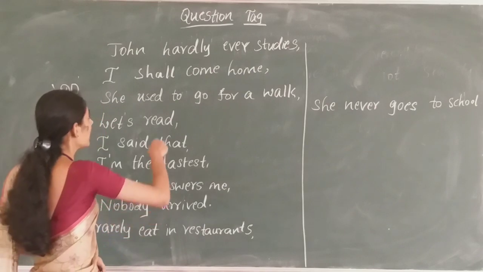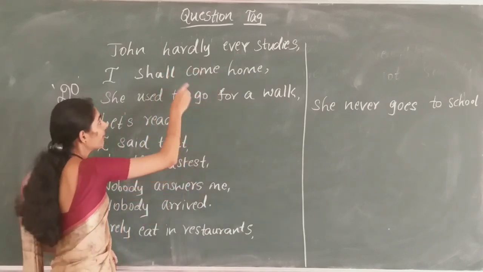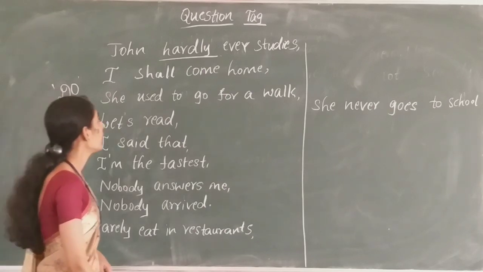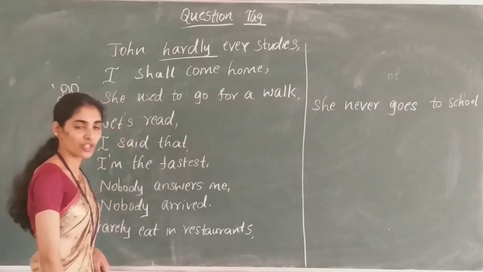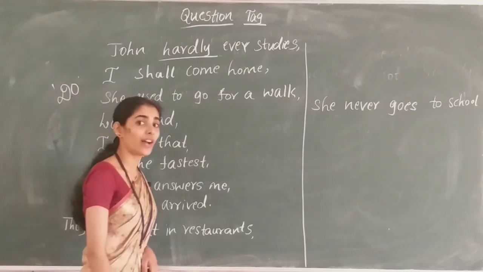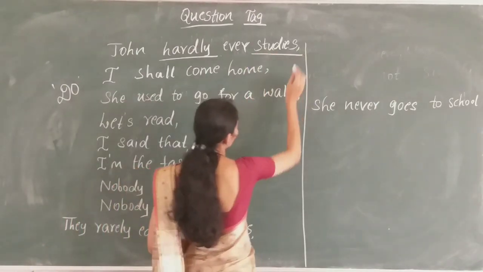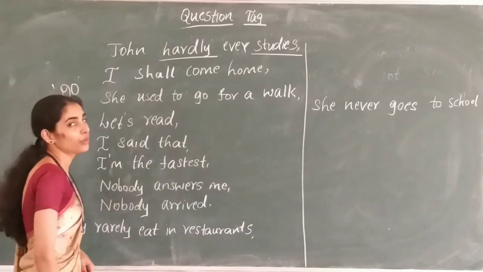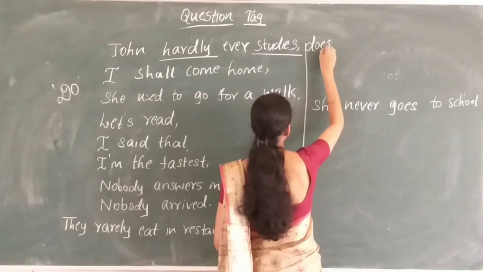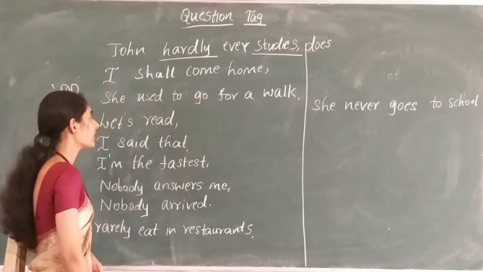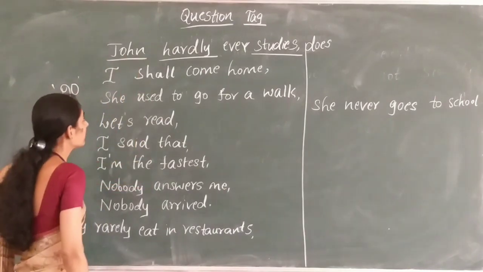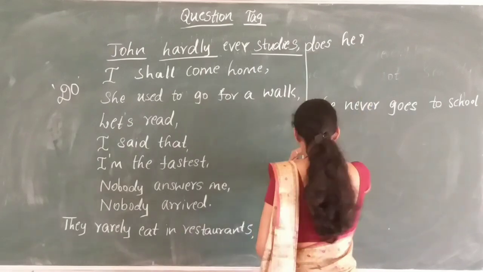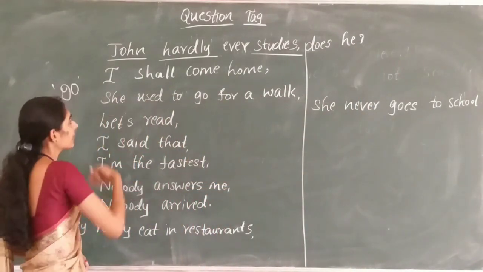So now look at this sentence. This is a negative sentence. Why? We have hardly. Hardly is a negative word, so the statement is negative here. So the tag must be positive. Now look at the verb there. There is no helping verb, which means we have to write the right form of do. For that we have to look at the verb. Which is the verb there? Studies. Yes, study or studies is the action verb there, which means we have to take does. Don't add n't because the tag must be positive. Does John, the right pronoun for the proper noun John is he. Does he?